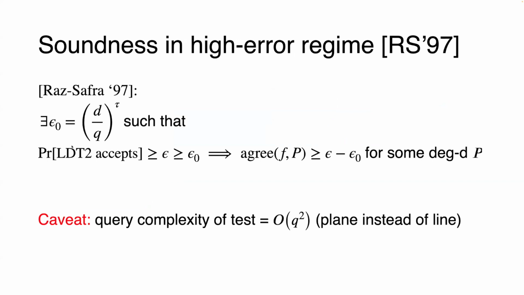Okay. So this analysis only requires the size of the field to be as large as a large constant times d. However, a caveat here is that the number of points that is now being queried is q squared as opposed to q, because we are querying a plane instead of a line.